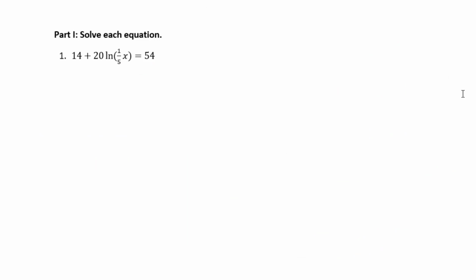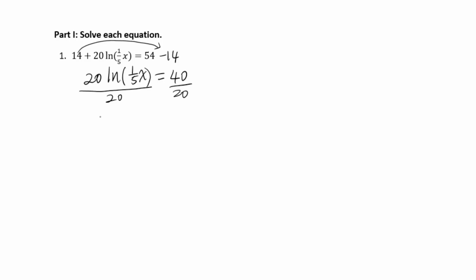Let's go to the example. Number 1: 14 plus 20 natural log of 1 over 5x equals 54. Not all terms in the equation are logs, so we need to isolate the log on one side. So minus 14 on both sides. We will get 20 natural log of 1 over 5x equals 40. Then you divide by 20 on both sides. Natural log of 1 over 5x equals 2.